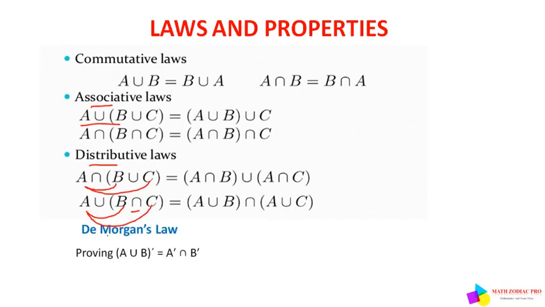Last one is important, De Morgan's law. (A union B) all dash equal to A dash intersection B dash, and also (A intersection B) all dash equal to A dash union B dash. Okay, so De Morgan's law is important one.